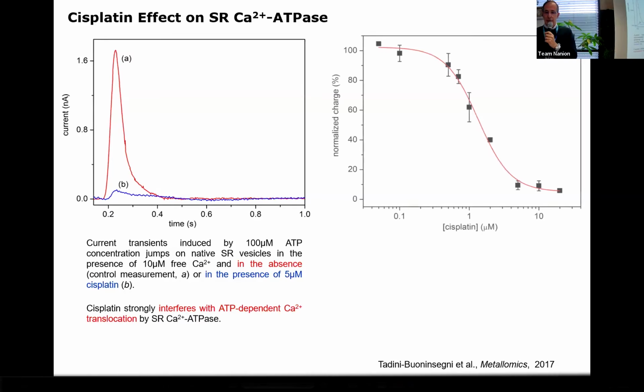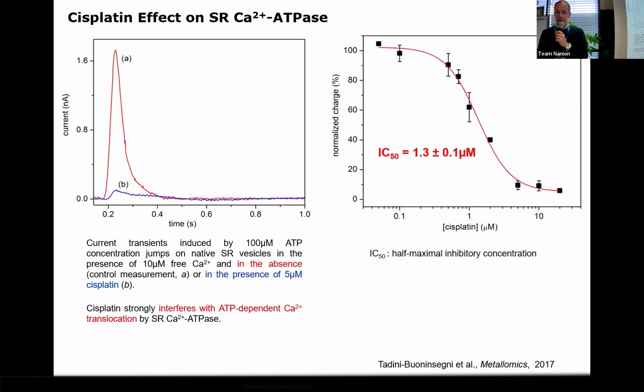We then evaluated the concentration dependence of the cisplatin inhibitory effect. And so ATP jumps were performed in the presence of cisplatin at increasing concentrations. This figure shows the dependence of the translocated charge as a function of cisplatin concentration. From the fitting, we determined a half maximal inhibitory concentration of 1.3 micromolar. So these results indicate that cisplatin behaves like a potent inhibitor of this sarcoplasmic ATPase.